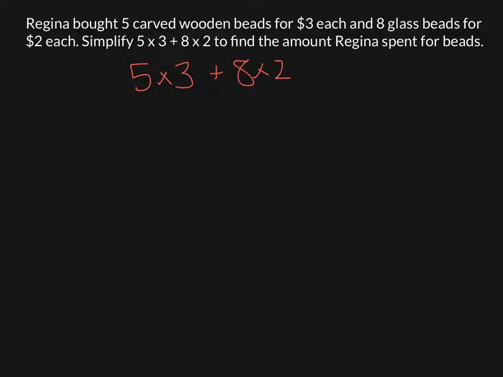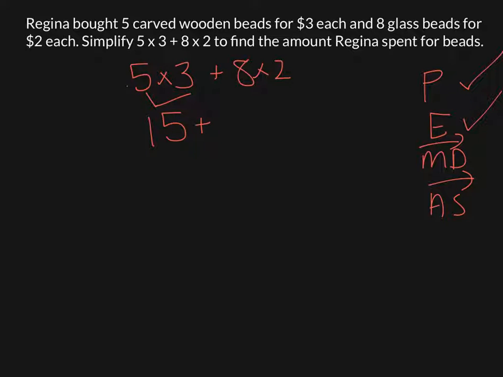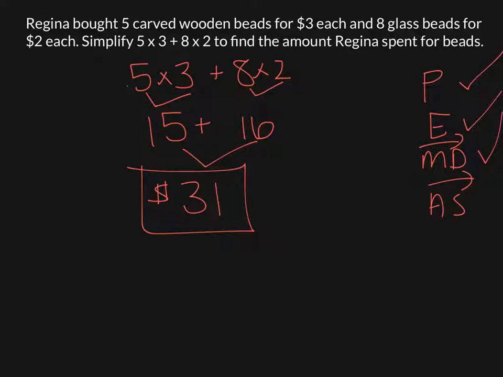So first I'm going to do parentheses, nope. Exponents, nope. Multiplication from left to right. So I have to do this one first. 5 times 3 is 15, plus 8 times 2 is 16. 15 and 16. Oh, I already did my 2 multiplication facts. And lastly, I'm going to figure out what 15 plus 16 is, and that equals 31. So how much did she spend on the beads? $31.